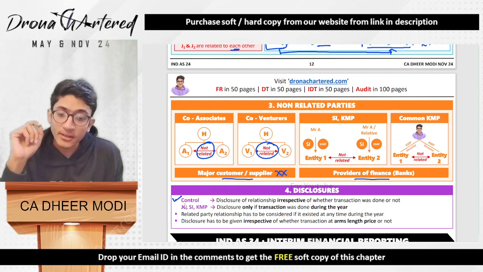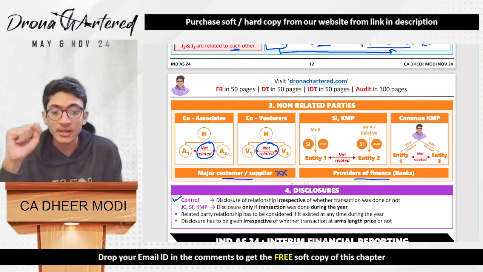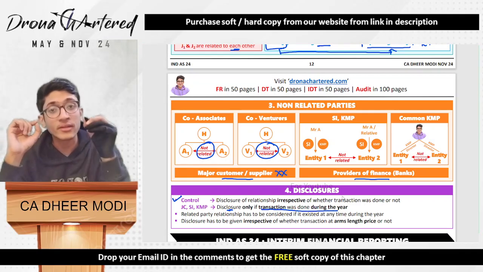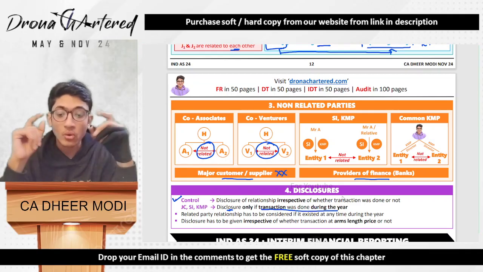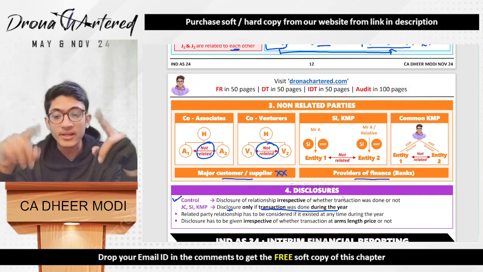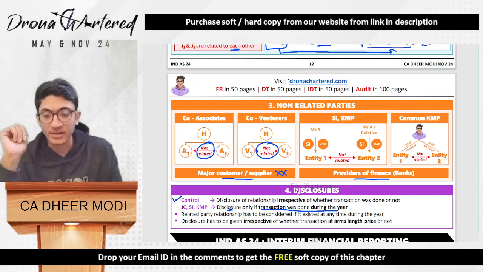However, if there is any joint control, significant influence, or if I am the KMP of that entity, in such a case, the entity will disclose only and only if the transaction was done during the year. Only and only if there is any transaction done during the year. Only in such a case will the disclosure be made, because I do not have control over the entity. I have joint control, significant influence, or I am the KMP of that entity.